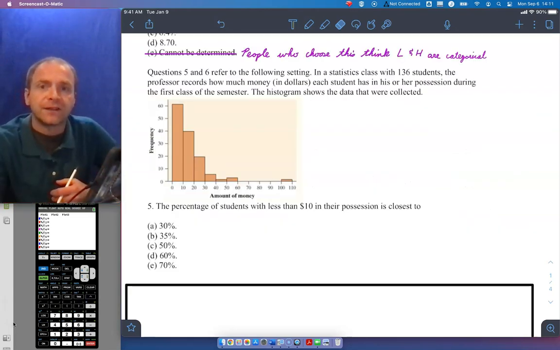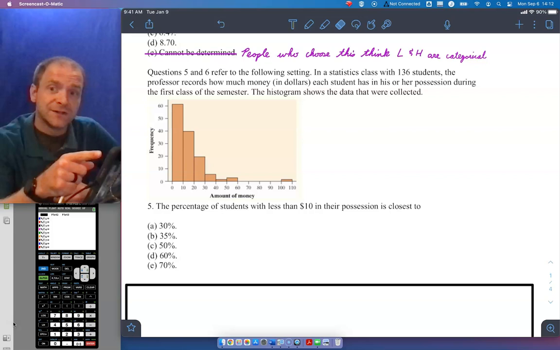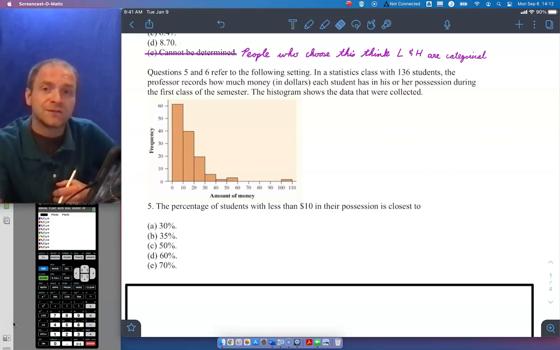Question 5 and 6 refer to the histogram that we see below, and I'm going to read the context of it. It says, in a statistics class with 136 students, so someone tells me that 136 is important because that's your sample size. The professor records how much money in dollars each student has in his or her possession during the first class of the semester. So here's the histogram, and we're asked to find the percentage. This histogram gives us the frequency. Our job is to change that to a percent. So find the percentage of students with less than $10 in their possession.